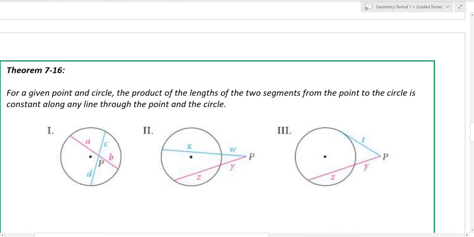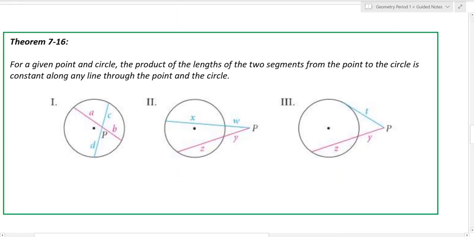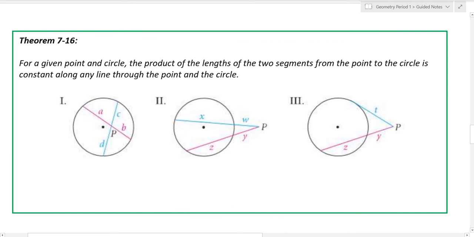We have Theorem 716, and there are 3 types: type 1, type 2, and type 3. So Theorem 716 states, for a given point and a circle, the product of the lengths of the 2 segments from the point to the circle is constant along any line through the point and the circle. That's a mouthful to say, but here is what it actually means.